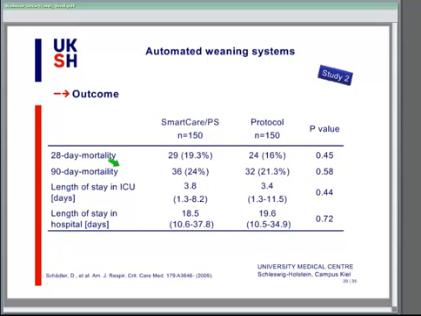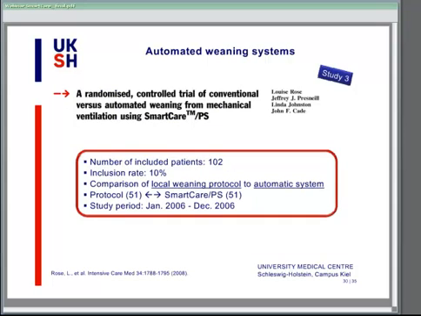Outcome parameters like 28-day mortality, 90-day mortality, length of stay in the ICU, or length of stay in hospital showed no significant differences between the two groups.